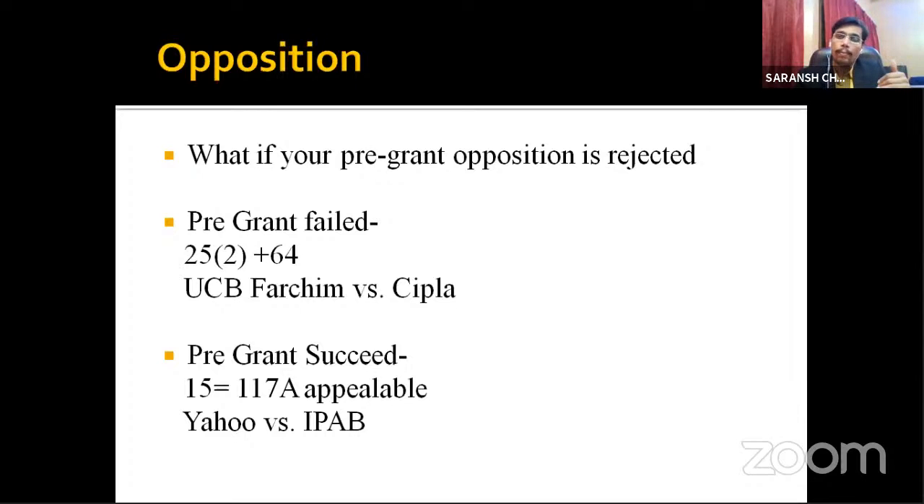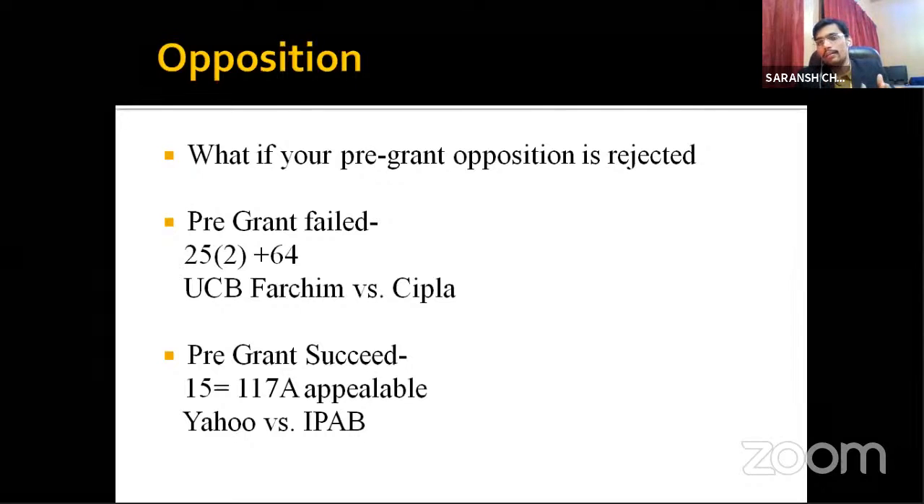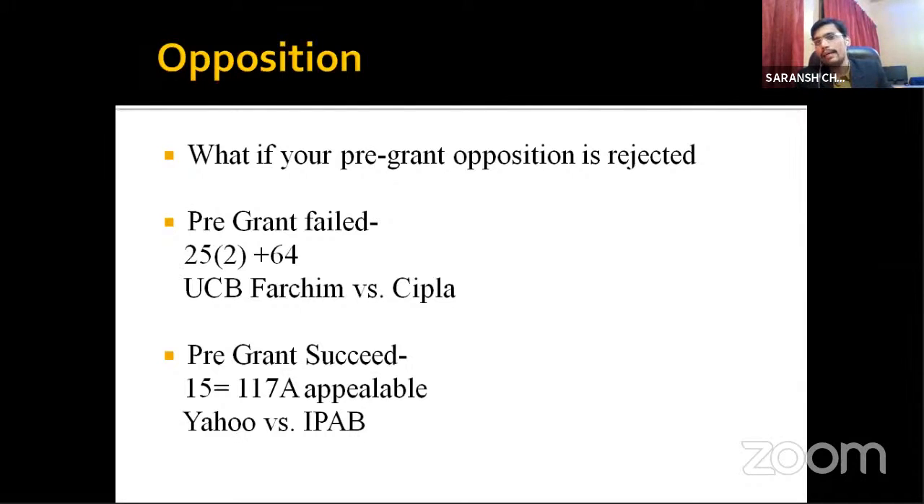If I am a person interested, I have a remedy under section 25 clause 2. I have to wait till the grant of patent, and within 12 months I can file a post-grant opposition if my pre-grant has failed. In the post-grant opposition, I will get an opposition board and everything. So if a pre-grant opposition has failed, you always have a remedy to go for a post-grant, but you have to wait till the grant of patent, right?